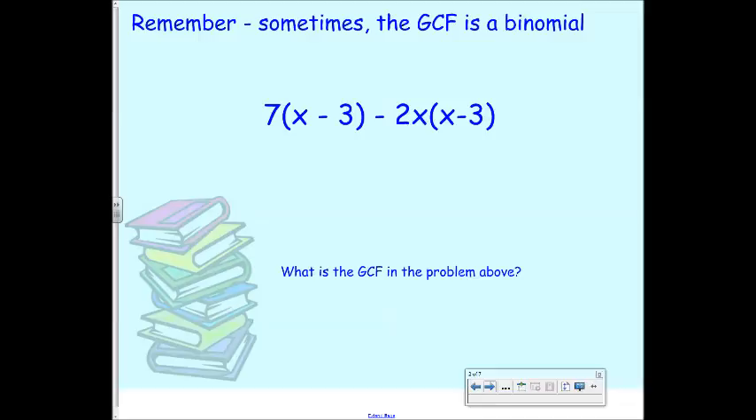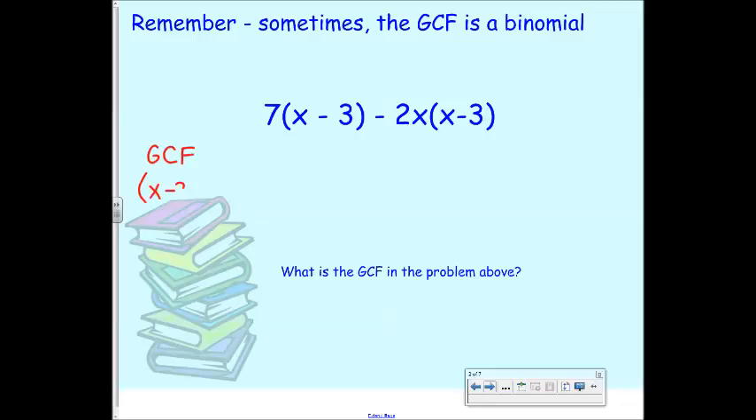In this case, what is our GCF? Think back to the second half of class on Tuesday. We said your GCF is x minus 3. Yeah, the GCF is x minus 3. How come? Because it's repeated. Yeah, both of them are being multiplied by x minus 3. So the GCF here would be x minus 3.